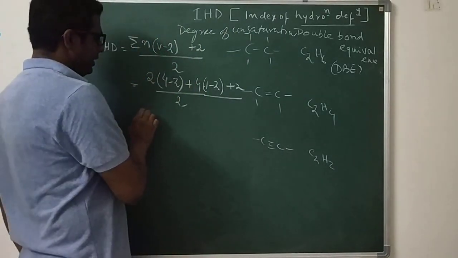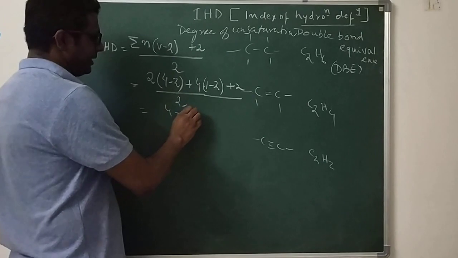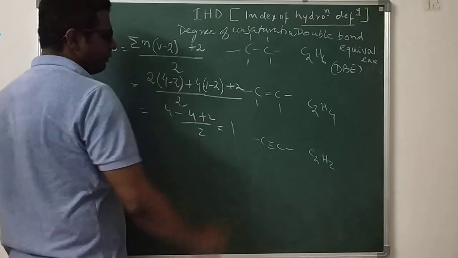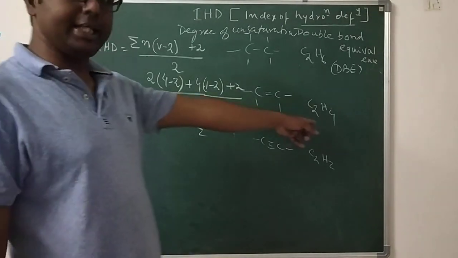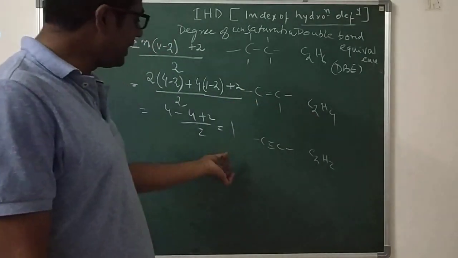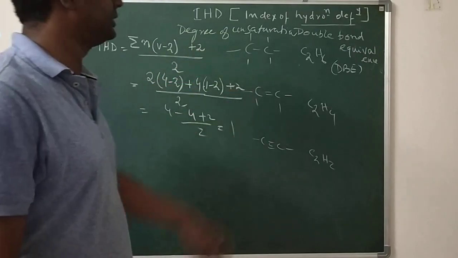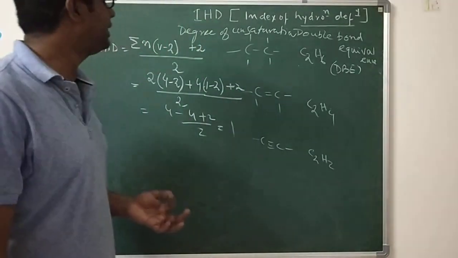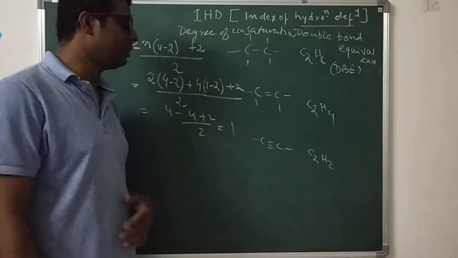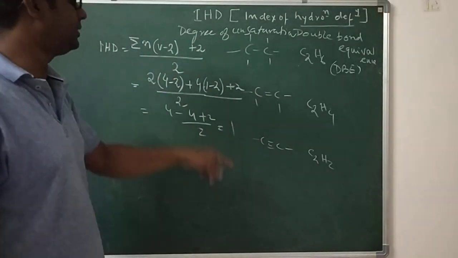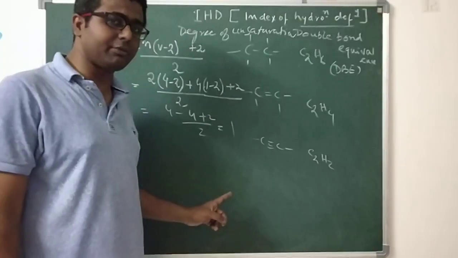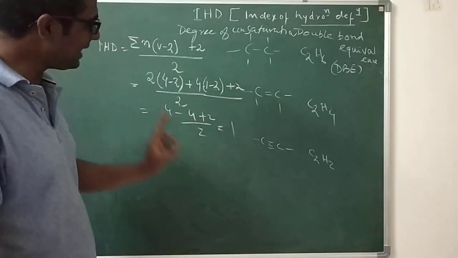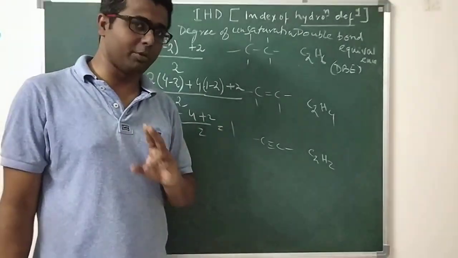Okay. So here if we see 2 to the 4 again, minus 4 over here plus 2 by 2. So this will come out to be 1. So in ethene there is some index of hydrogen deficiency. That means there is some degree of unsaturation, which we can denote by an IHD value of 1. So if there is an IHD value of 1, there must be a double bond.